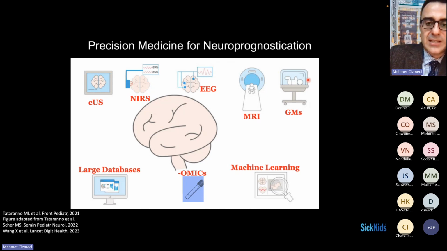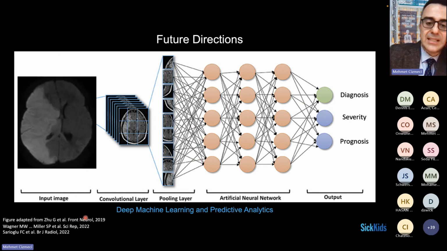And a very recent article is also showing that we can use electrophysiology tools to get more prognostic information if we combine it with machine learning. So I would highly recommend reading these articles to get further information. And in the future, with the help of deep machine learning, we will get more diagnostic data from all these artificial neural networks, and we will do severity grading much better, and we will get more prognostic information in these babies.